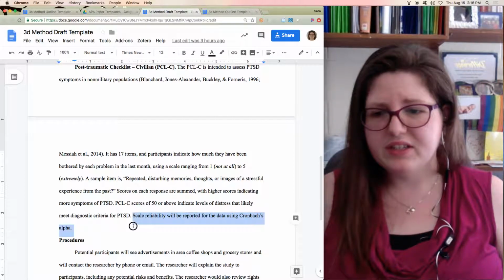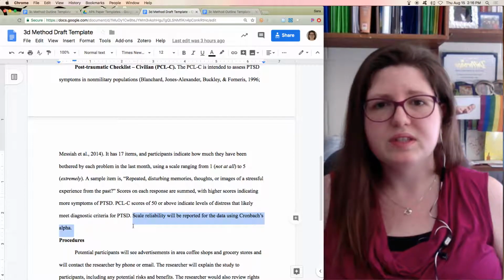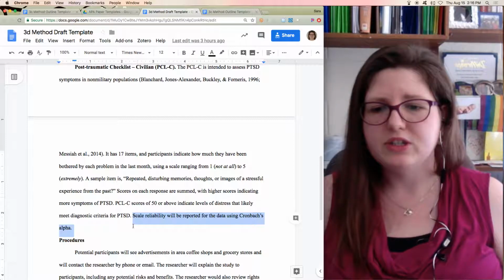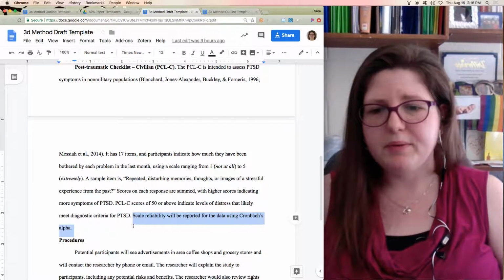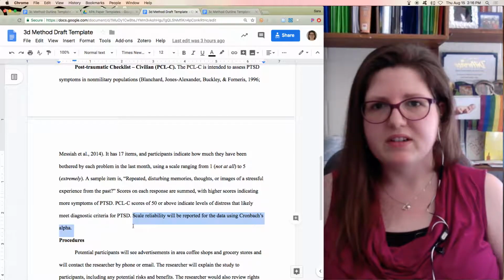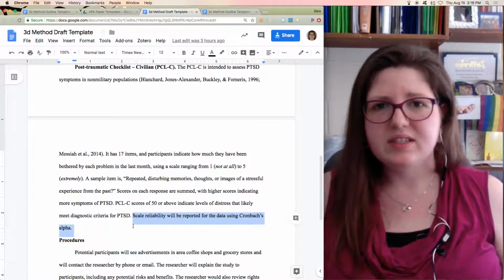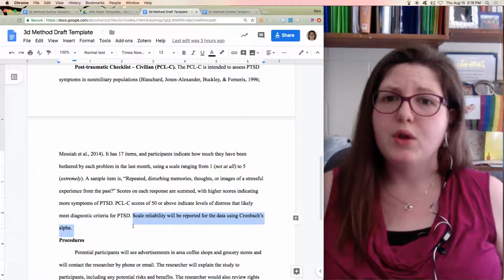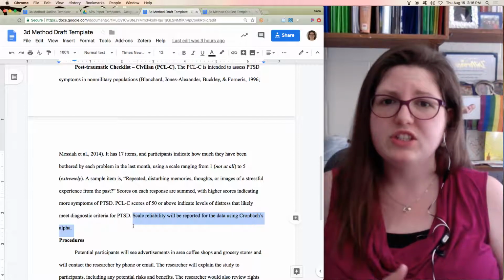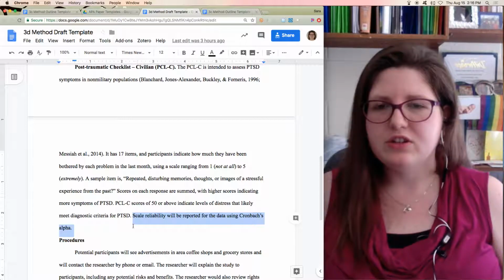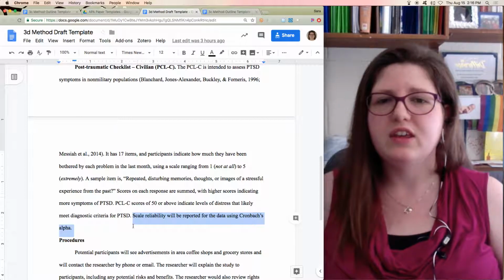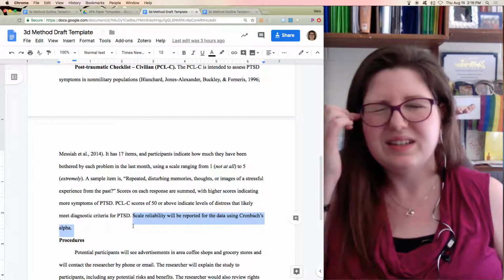And then here's a statement. This is something new I've added, so you won't see it when you look at the sample papers. Scale reliability will be reported for the data using Cronbach's alpha. So Cronbach's alpha is a measure of reliability. That's the statistical term for what I've already talked about: are the questions consistent? If people answer yes to one question, do they also answer yes to the other questions, typically?